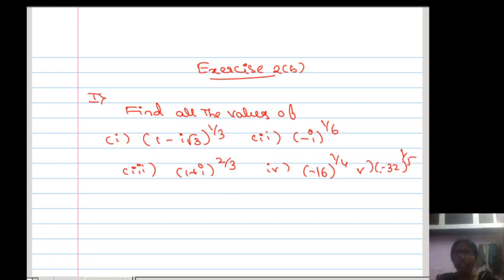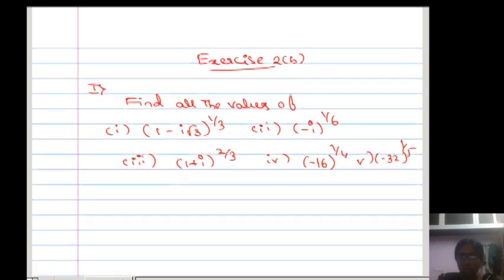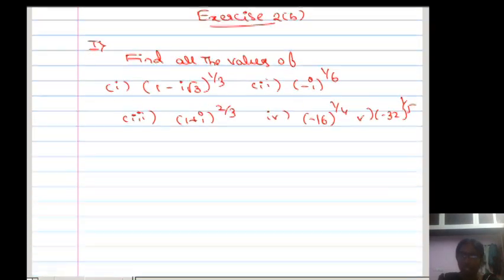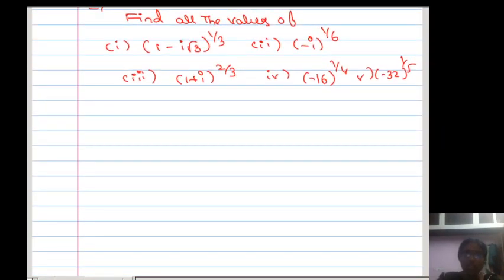So what they are asking here is to find all the values. As I already told you, the nth root of a complex number has more than one value. For the cube root you have three values existing. For the sixth root, six values are existing as answers. So all the values we are going to find.